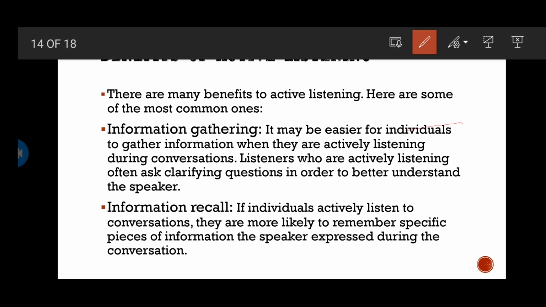It may be easier for individuals to gather information when they are actively listening during a conversation. Listeners who are actively listening often ask clarifying questions in order to better understand the speaker. Information recall. If individuals are actively listening to a conversation, they are more likely to remember specific pieces of information the speaker expressed during the conversation.